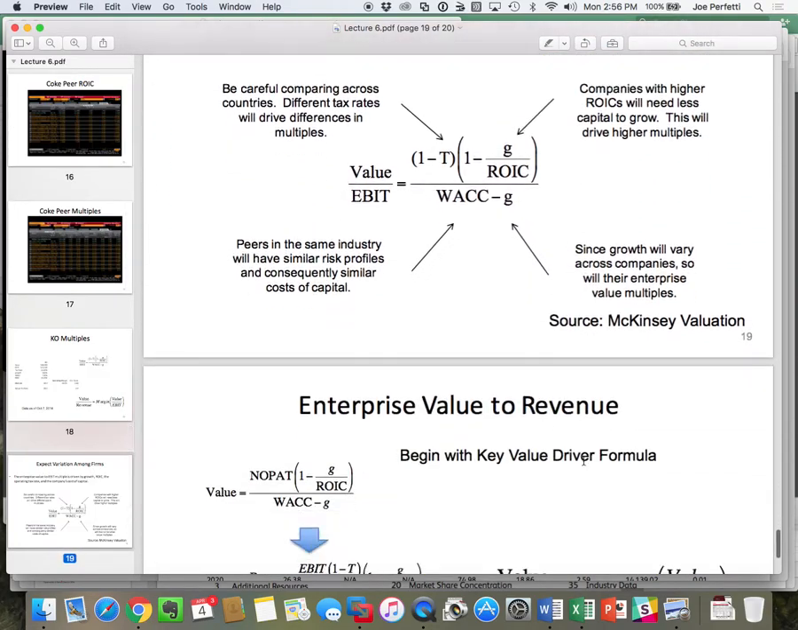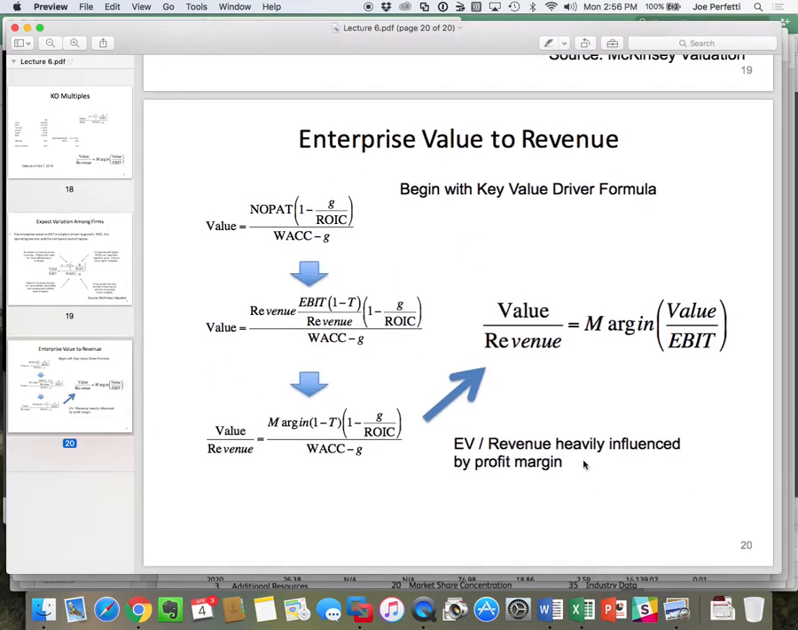But in any event, here's the final multiple I want to talk about, which is called EV to sales, EV to revenue. Again, start with key value drivers. Rearrange, you get this formula. So the enterprise value multiple from the key value drivers gets you this. This part is the formula for EV to EBIT. So enterprise value to sales equals margin times EV to EBIT.